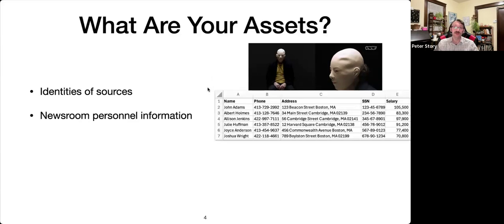Newsroom personnel information is also an asset. Even something as simple as a list of all the names, home phone numbers, and addresses could be valuable for an attacker. Imagine someone who's going to harass a journalist. If they have their home address, they could use that to harass them, or calling them a bunch of times on their home phone, or even doing an impersonation. If you know a lot about someone, you can impersonate them and maybe get into some of their online accounts.